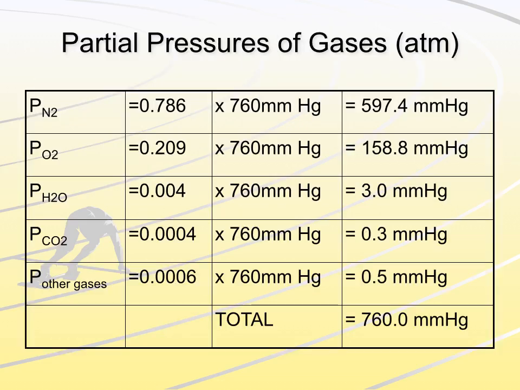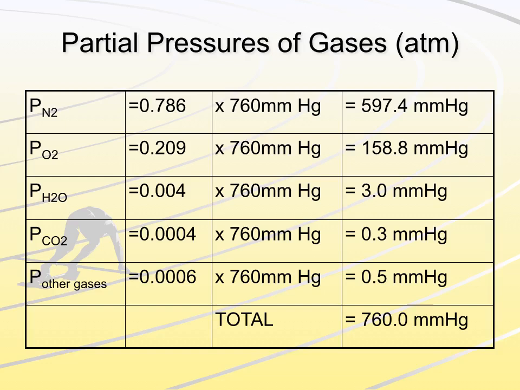So let's take a look at this concept. The partial pressure of nitrogen is based off of the fact that 78% of all pressure in the atmosphere comes from nitrogen. So we have 597.4 millimeters of mercury pressure from nitrogen. Oxygen at 20.9% gives us 158.8. Water at 0.004% gives us 3. Carbon dioxide at 0.0004% gives us 0.3. And then all other gases at 0.0006% gives us 0.5 millimeters of mercury pressure.